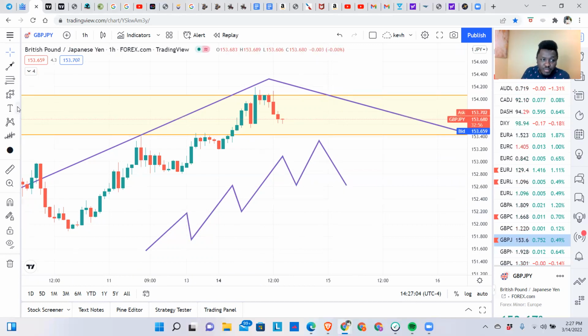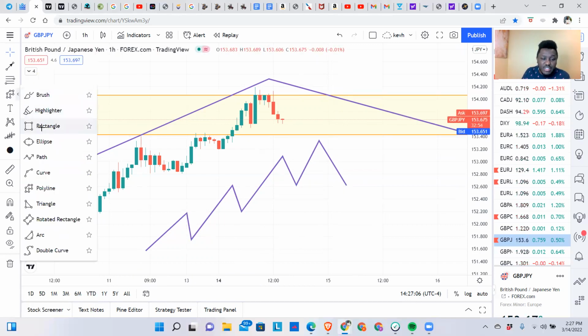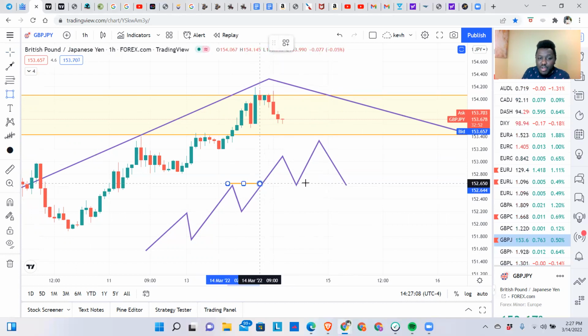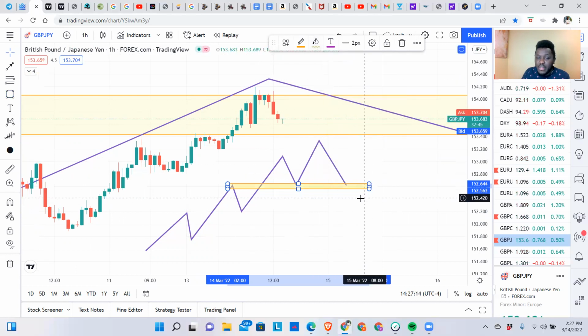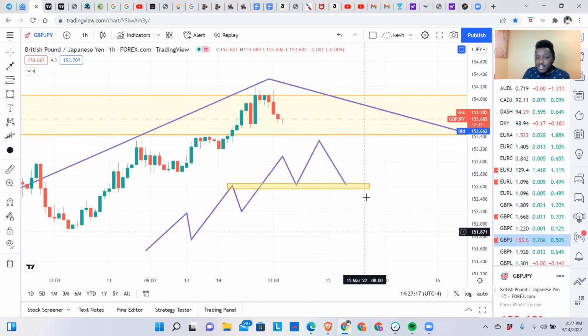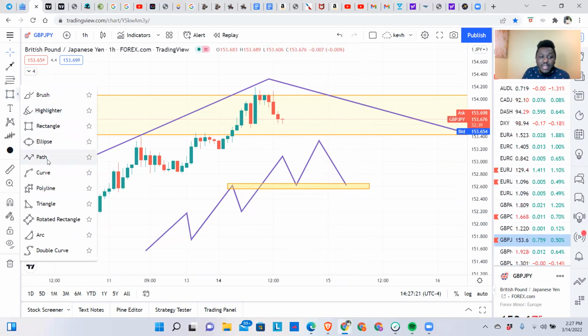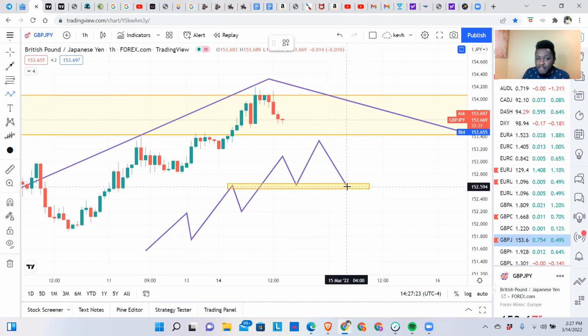Again, I'll be waiting to see something like this. This is now a neckline that has been created here. You have to understand that. Can you see where I'm going with this? So there are two possible scenarios that might happen on the 1 hour here.